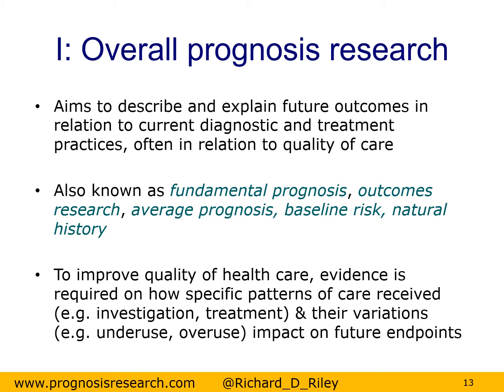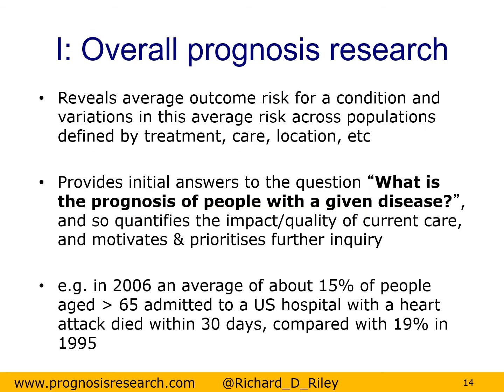The aim is to reflect on the quality of current healthcare, to identify patterns of care and the overall impact of the current clinical care on future outcomes. So we can reveal the average outcome risk for a given health condition and the variations in that risk, for example, across different countries, across different regions, across different settings.